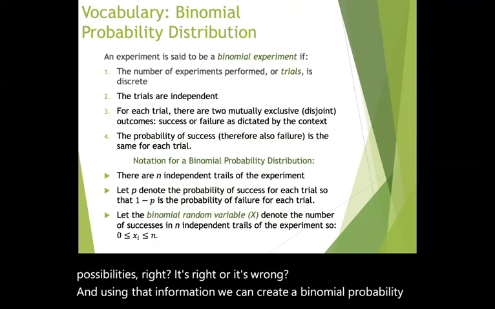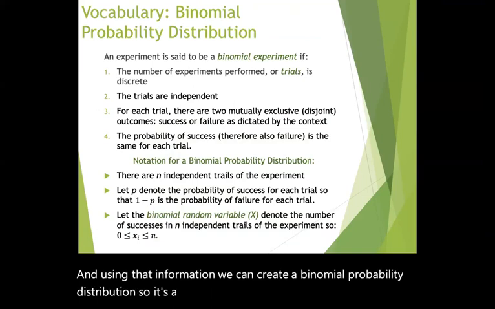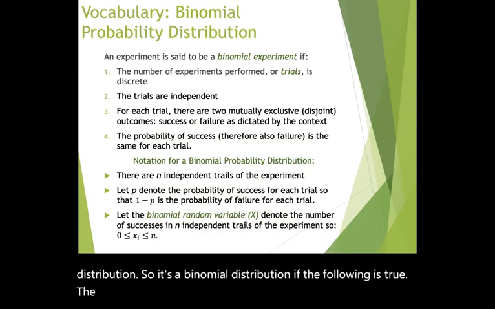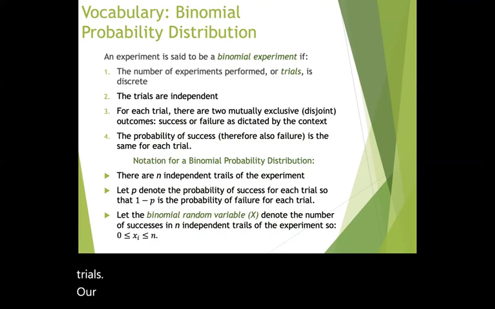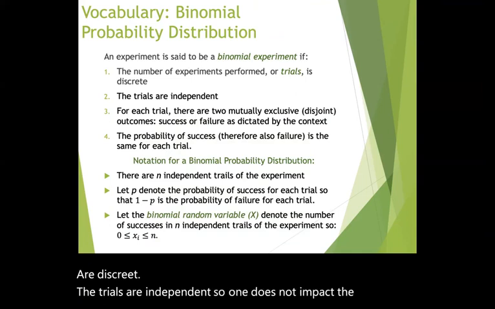It's a binomial distribution if the following is true. The number of experiments performed, we're going to call them trials, are discrete. The trials are independent, so one does not impact the results of the next.